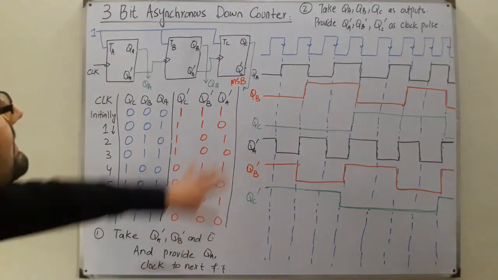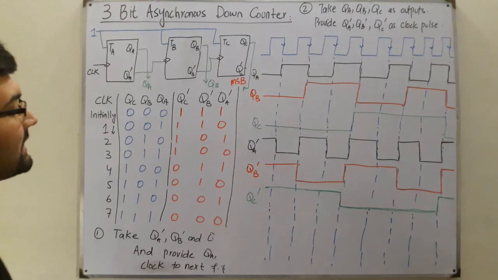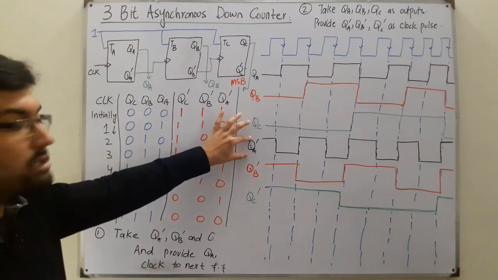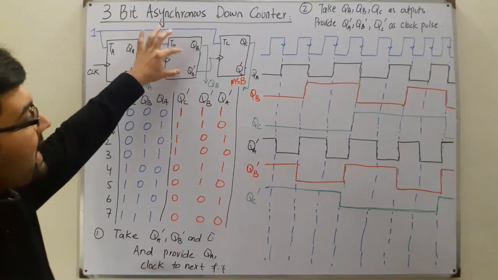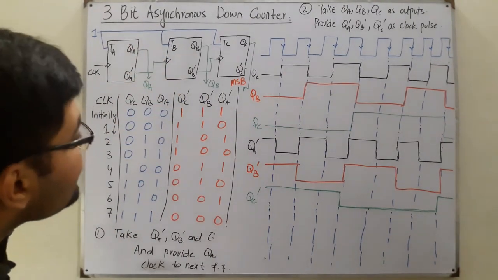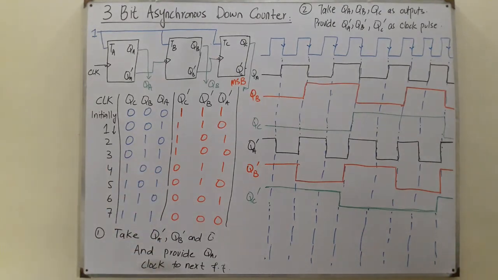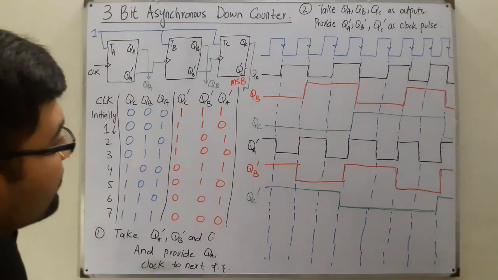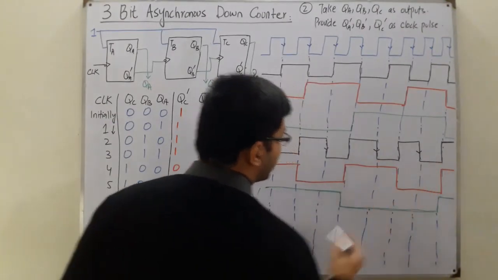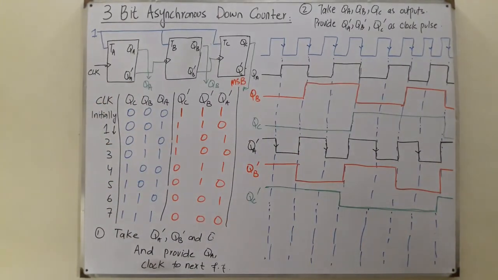Now your QA is the same output, all right? Now what happens, this QA complement acts as the clock pulse to the B flip-flop, which means the QB will be obtained from the negative edges of this clock pulse. Is it fine?